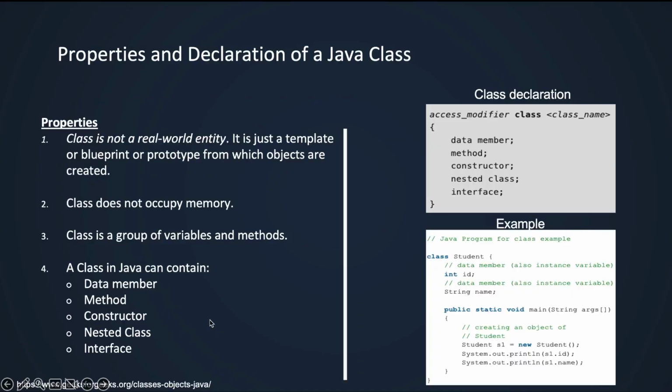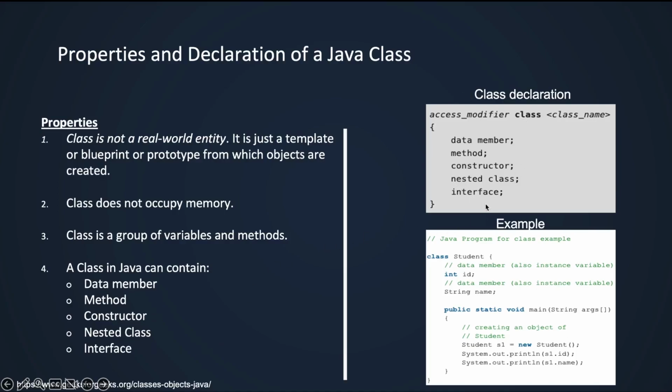Now, what are the properties of the class? Class is not a real world entity. In contrast, object is a real world entity. Okay. So if someone thinks a class is a real world entity, please tell them that class is not a real world entity. Since class is not a real world entity, we do not even create memory for it in the programming languages. So basically, a class contains data members, methods, constructor, nested class, and interface.